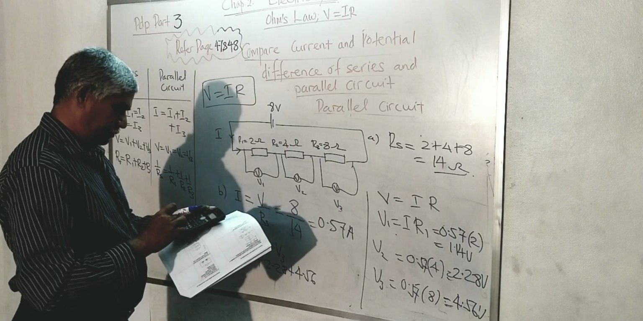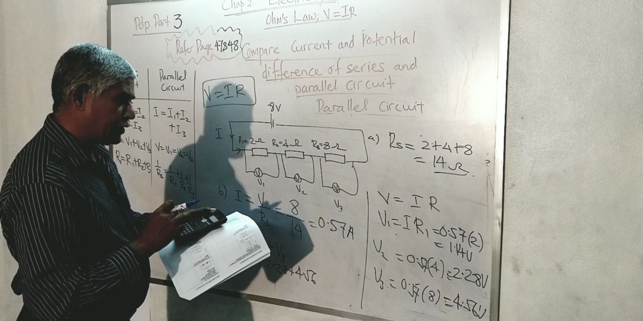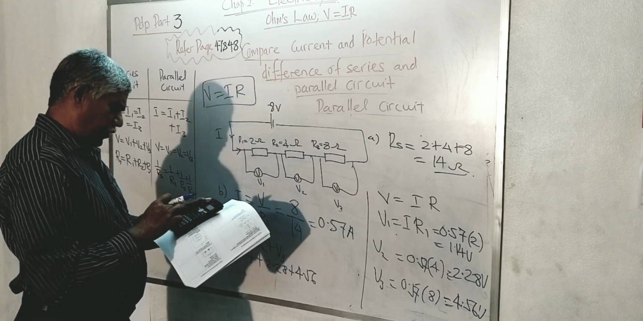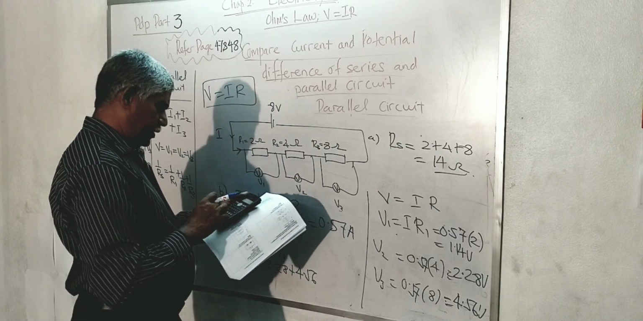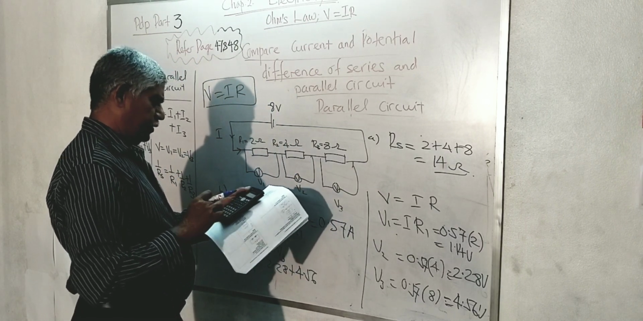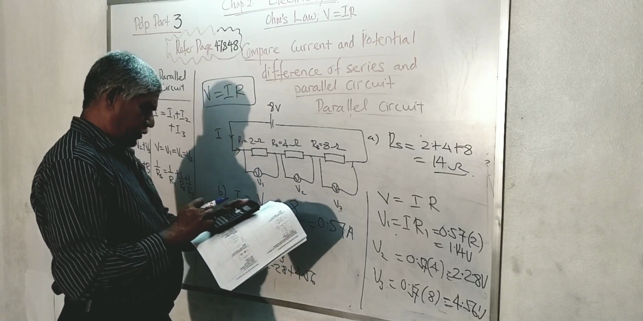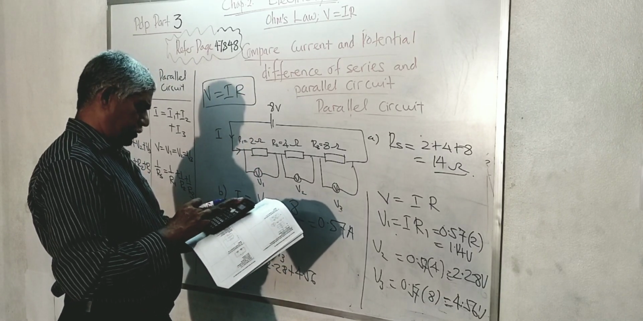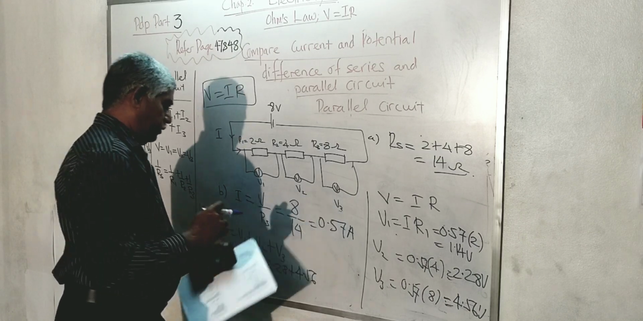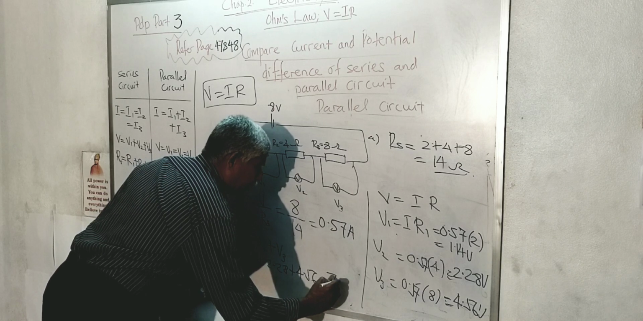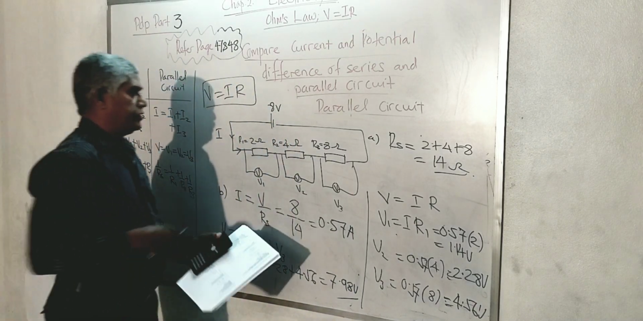0.57 times 4, 2.28, 0.57 times 8, 4.56. 4.56 plus 2.28 plus 1.14. Yeah, you'll get 7.98 volt. Okay, so this is 8 volt.